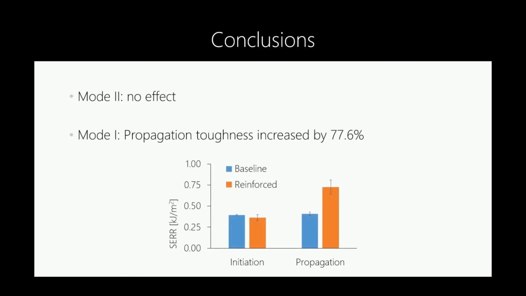In conclusion, we found that the reinforcements, at least as currently designed, did not affect the Mode 2 fracture toughness, but they did increase the Mode 1 propagation toughness by 77.6%. The next video in this series will examine the consequences of this for the compression after impact loading.